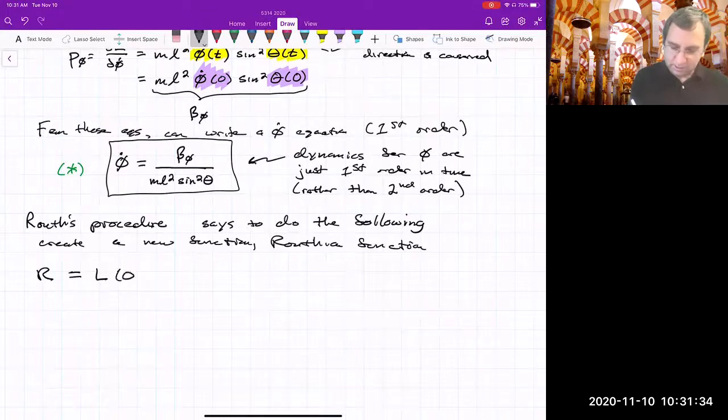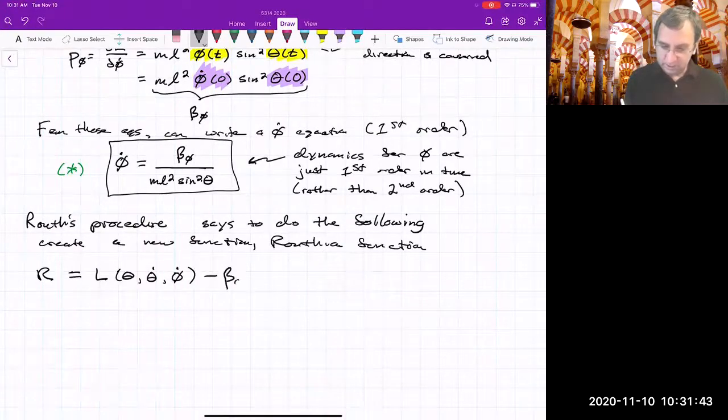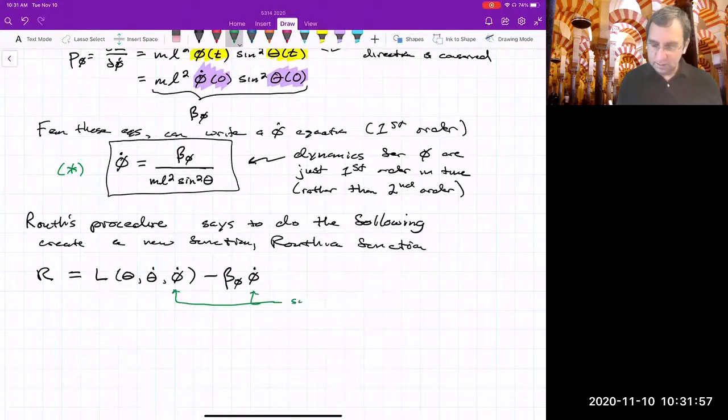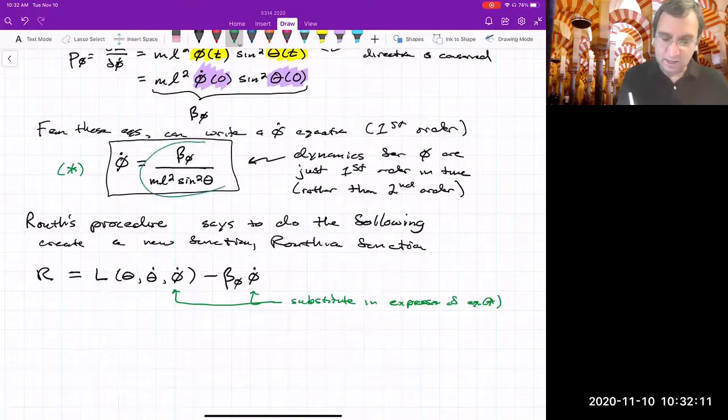And let's just write its dependence. It depends on theta, theta dot, and phi dot. And then you subtract off this constant, beta sub theta times theta dot. And each place you have phi dot, you substitute in the expression of equation star. Okay? And notice that equation star, this right-hand side, depends on just a bunch of constants and theta.